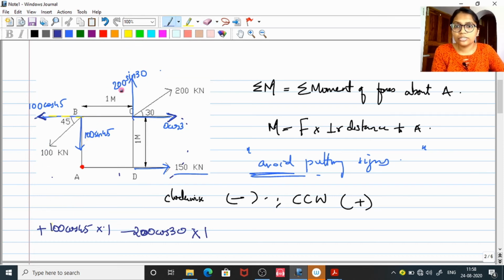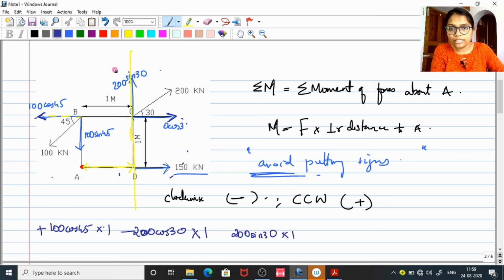Okay, so our next force is 200 sin 30. So let us write 200 sin 30. And to find the perpendicular distance, just draw the line of force first. Just extend your 200 sin 30 till you cover up your point A. Now the perpendicular distance is like this way, and again it is a square, so here also 1 meter. So 200 sin 30 into 1.